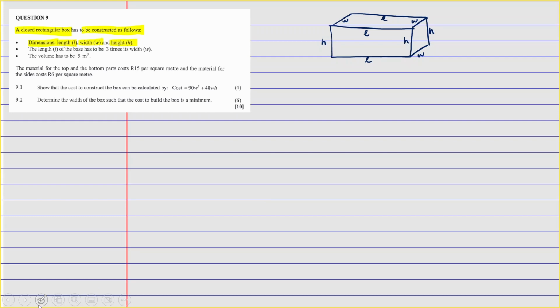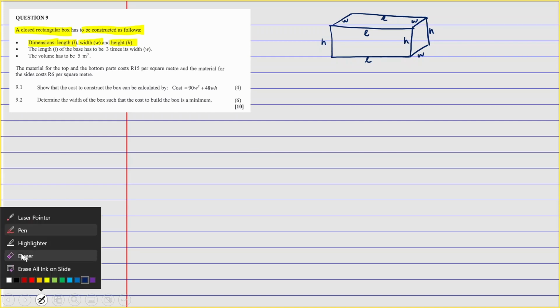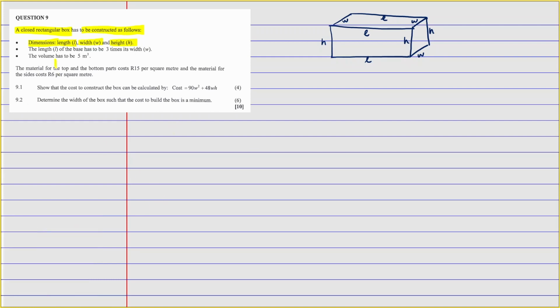Yes. So that's what we know. Those are the dimensions that they gave, and this is our rectangular box. So now let me take the highlighter and go back and read the statement. It tells us more information. It says that the length of the base is 3 times the width. So they tell us that the length is equal to 3 times the width.